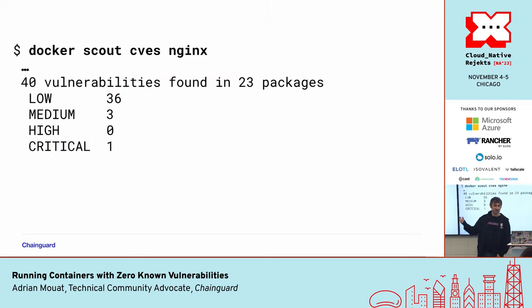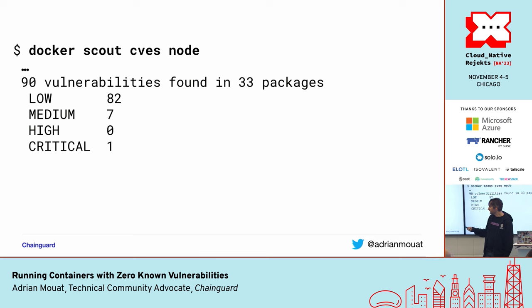This is running Docker Scout. Docker Scout's quite a nice scanner, and the reason I use it is it gives quite nice output that I can use in slides. But if I run Docker Scout on the Nginx image, I get 40 vulnerabilities across 23 packages. And there's not really anything you can do about it. That's the official image. It's up to date, and that's what you get.